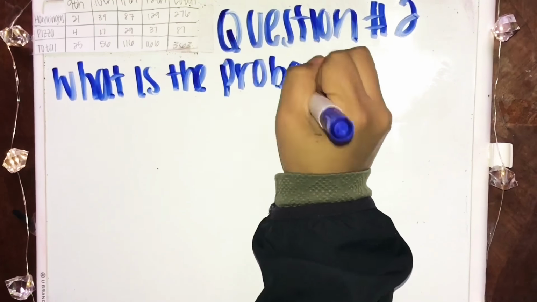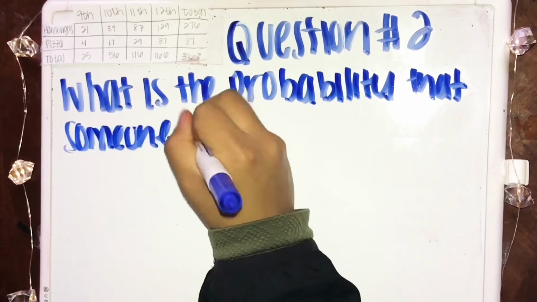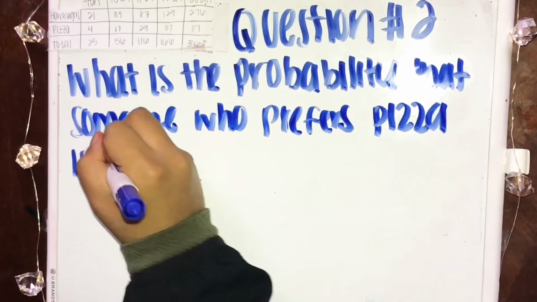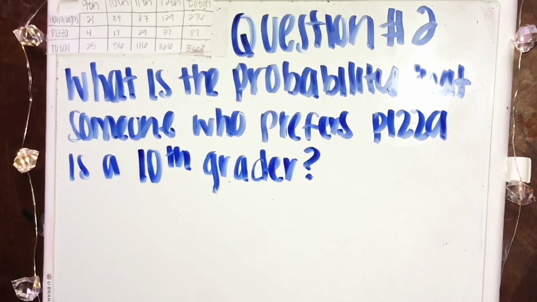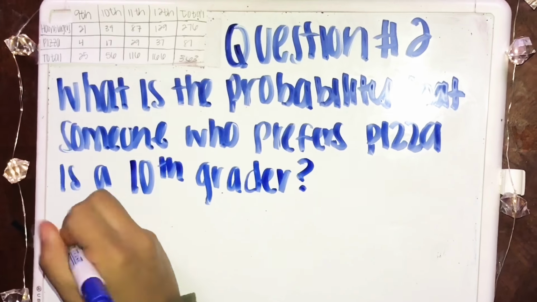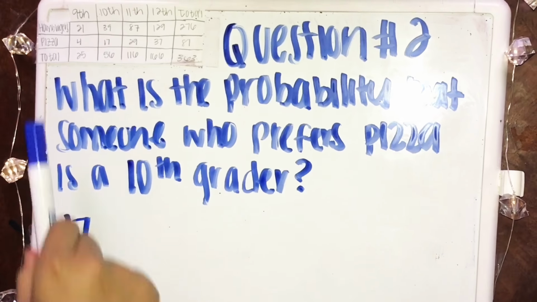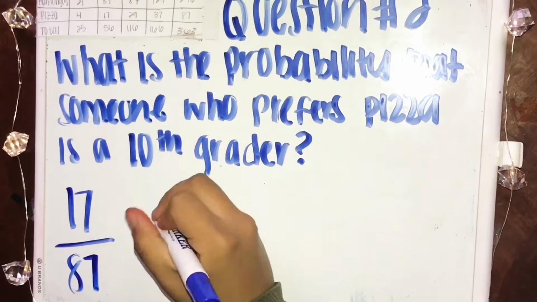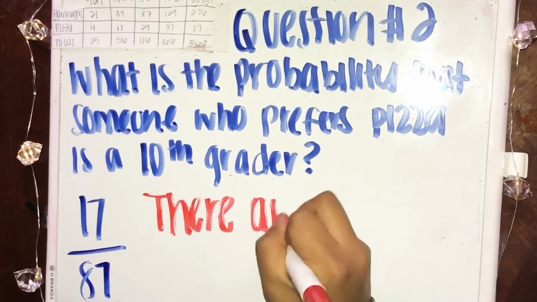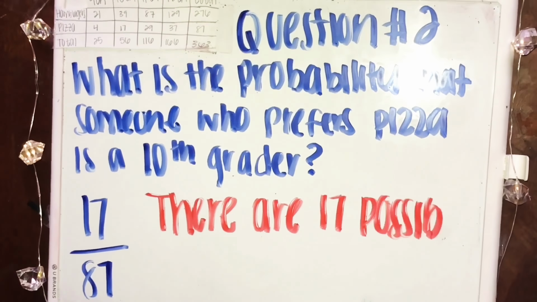Question number 2. What is the probability that someone who prefers pizza is a 10th grader? Okay, now that would be 17 over 87. So there are 17 over 87 possibilities of a 10th grader preferring pizza.